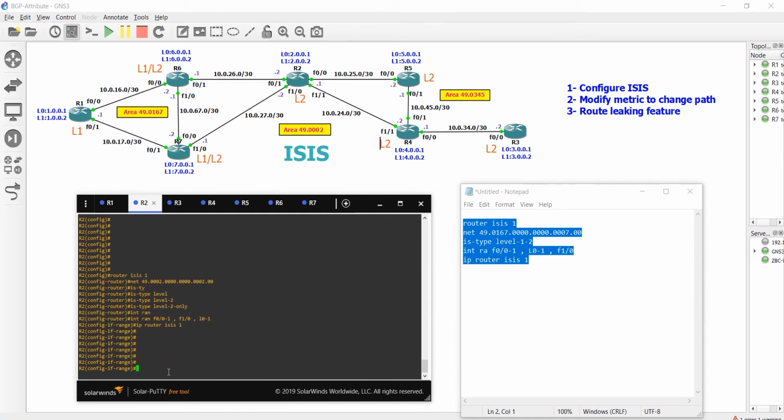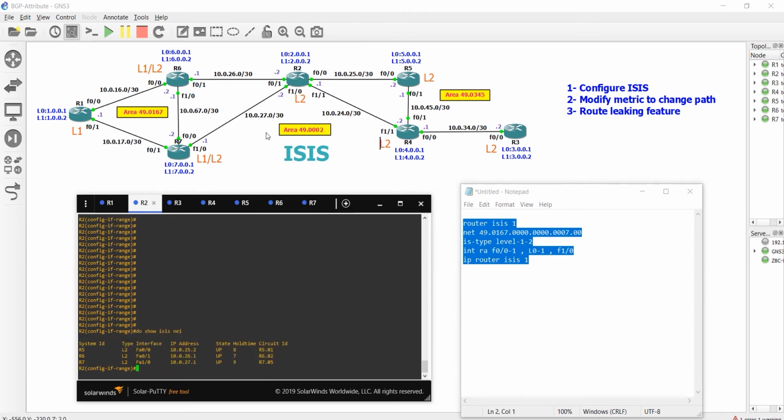You should write here do show IP ISIS, and for example neighbors, check. We have 2 neighbors, R5, R6, R7, and we have a problem about number 4, and we should do troubleshooting. Okay, we come back.